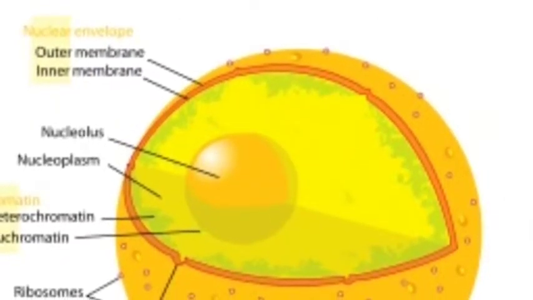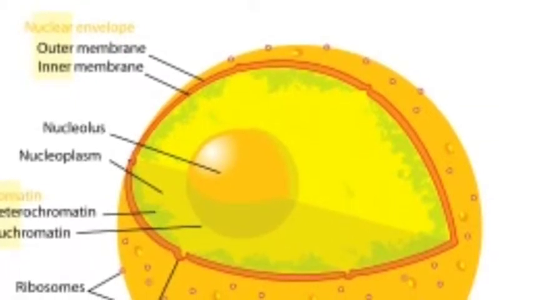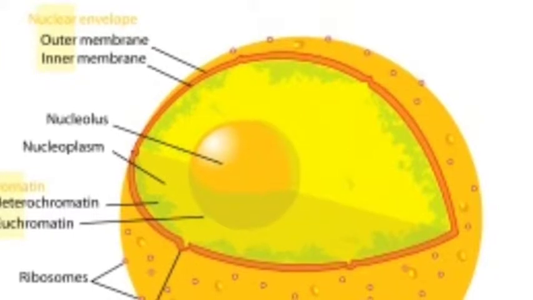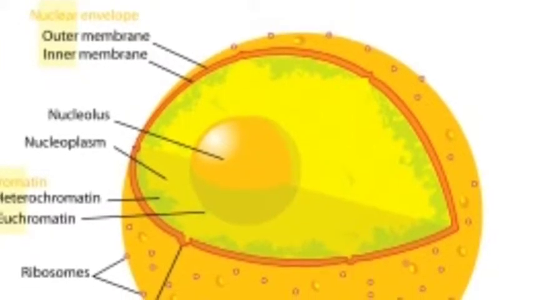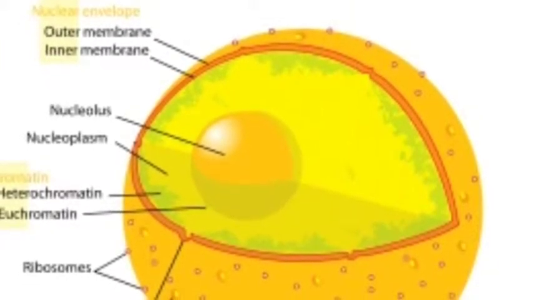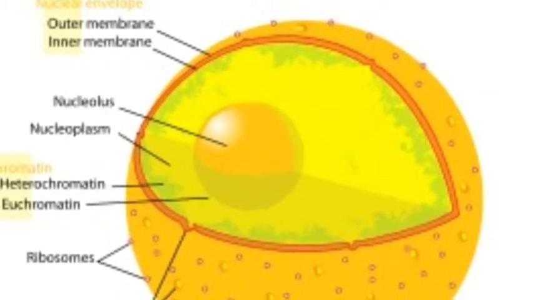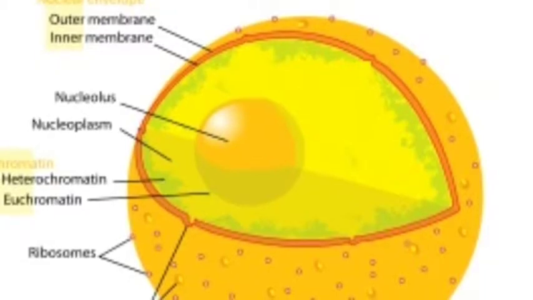Now we're going to look at the nucleus of the cell. The nucleus is one of the most important parts of a cell because it holds the DNA and directs all the cell activities. Without the nucleus, the cell would not be able to live. Let's go have a look at the school.